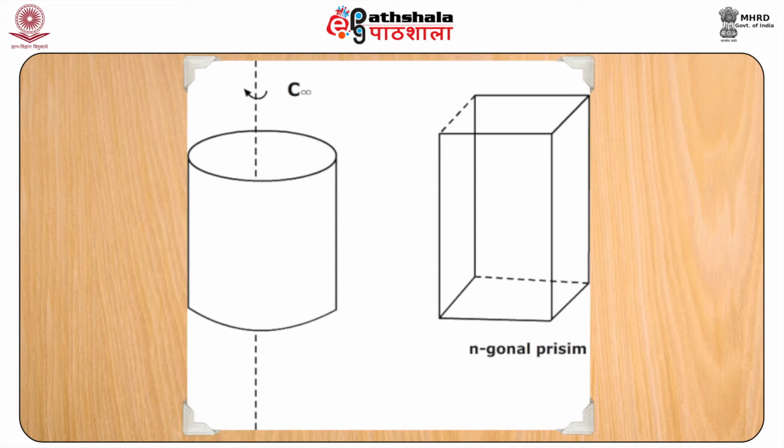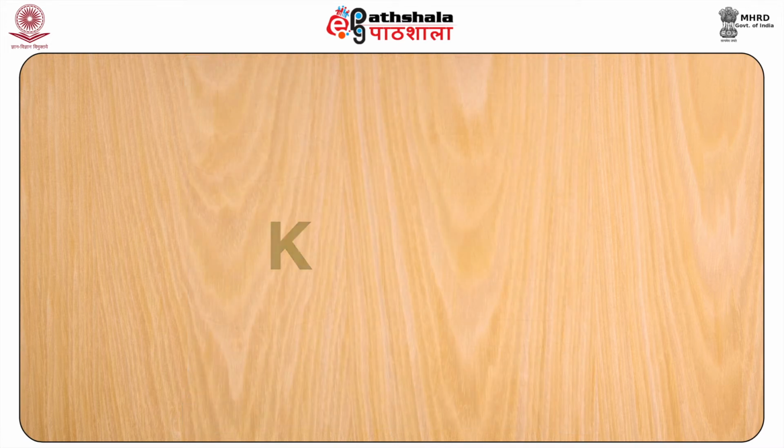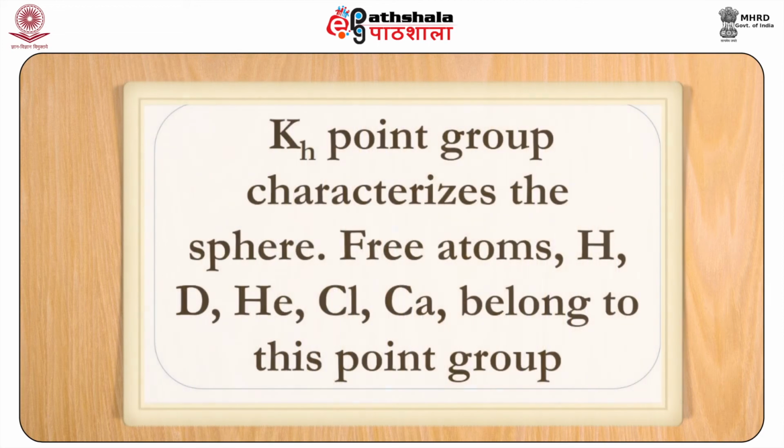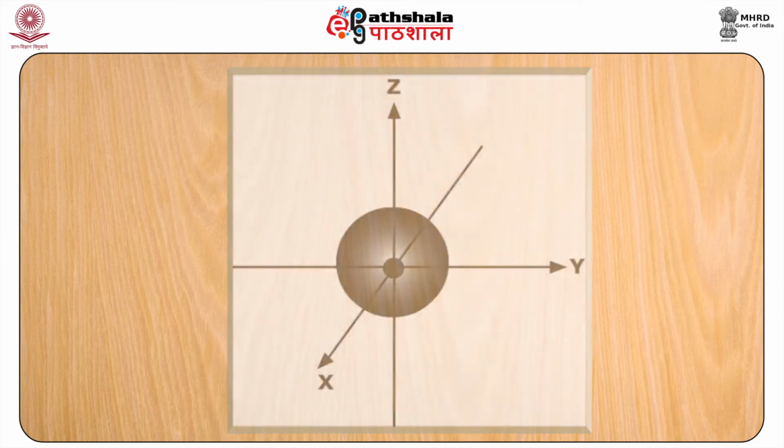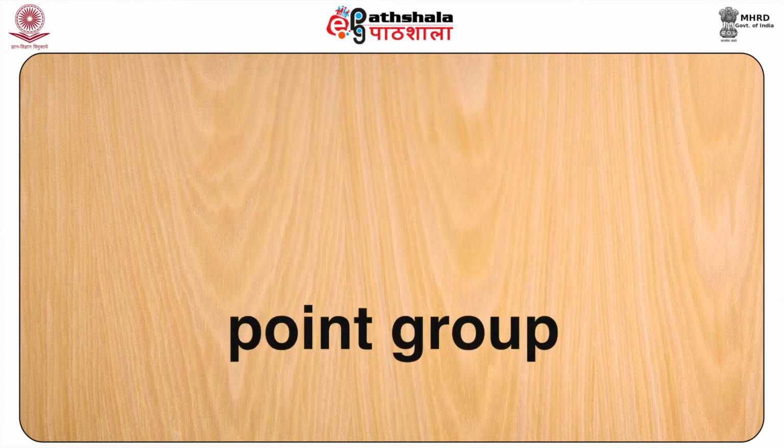Now we have a special point group known as the Kh group. This point group characterizes the sphere. This symmetry is possessed by all free atoms. All possible symmetry elements belong to this point group. Free atoms such as hydrogen, deuterium, helium, chlorine, calcium, etc., belong to this point group. The figure of a sphere with XYZ axes is shown, and these spherical molecules or atoms belong to the Kh point group.